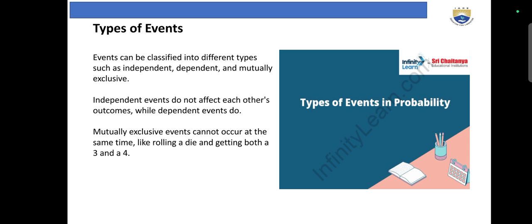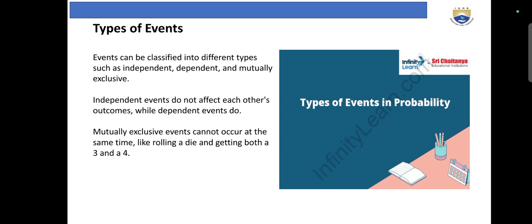The types of events. Events can be classified into different types: simple events, compound events, independent and dependent events, and mutually exclusive events. Independent events do not affect each other's outcomes, while dependent events do. Mutually exclusive events cannot occur at the same time, like rolling a die and getting both a 3 and a 4.